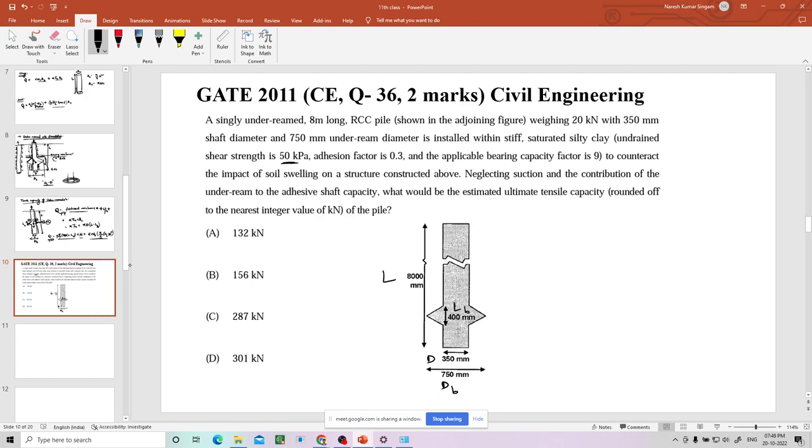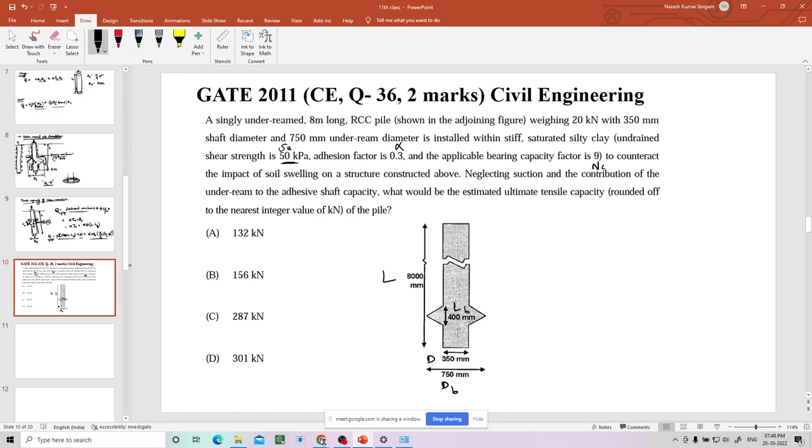They did not say it is varying, so it is uniform. So you can take average also as 50. Adhesion factor alpha is given, and the applicable bearing capacity factor NC is 9, to counteract the impact of soil swelling on the structure constructed above. Neglecting the suction and the contribution of the under-ream to the adhesive capacity. He is saying that neglect the suction.